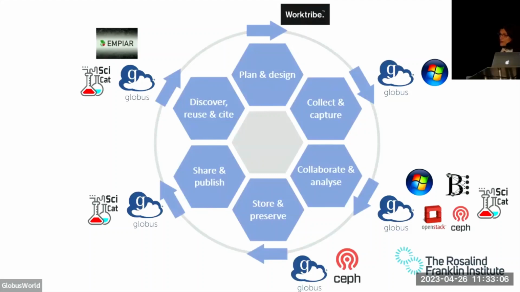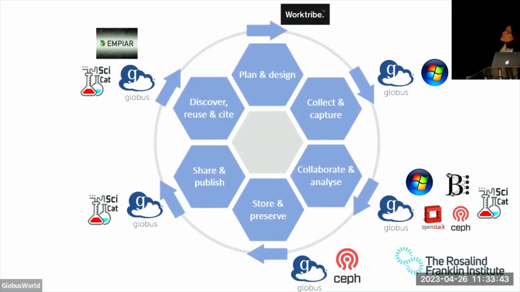The challenges that we are having are, well, the usual ones about firewalls. We are working with them in order to open the AMQPS port. Then we have store and preserve, which is for now mainly object store. Ceph is used as scratch, and we use Globus to transfer data between systems. For share and publish, the idea is to use DOIs, but this will be future work.